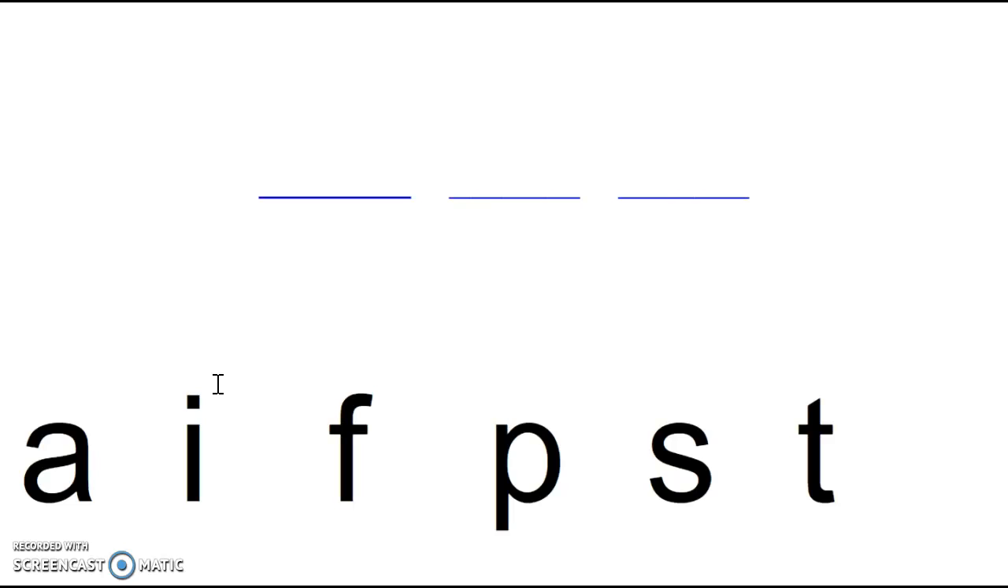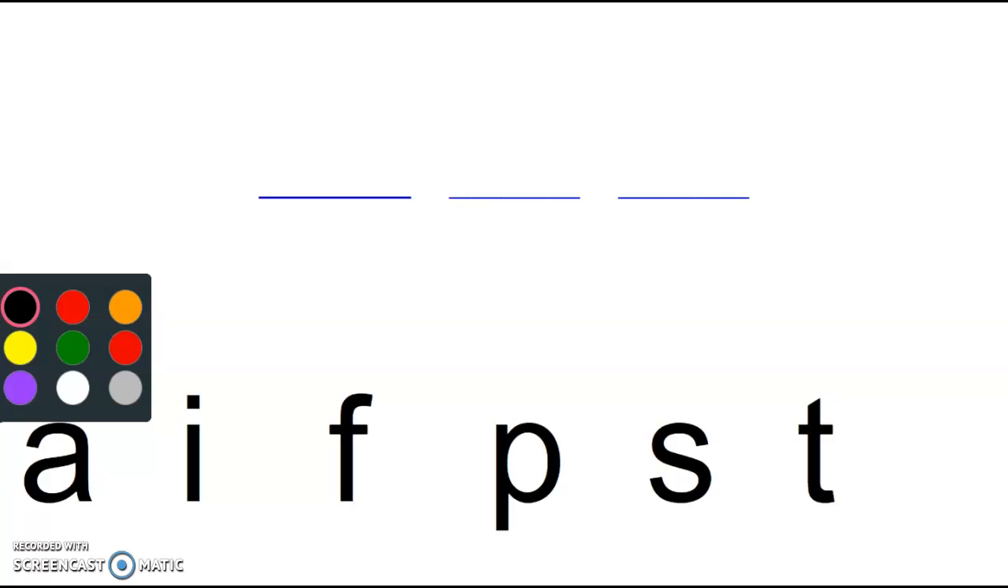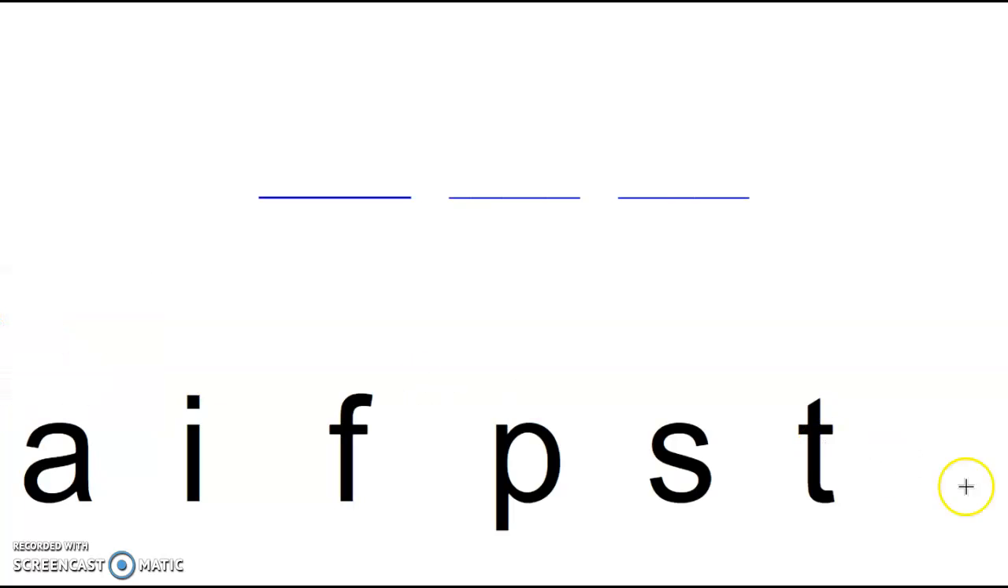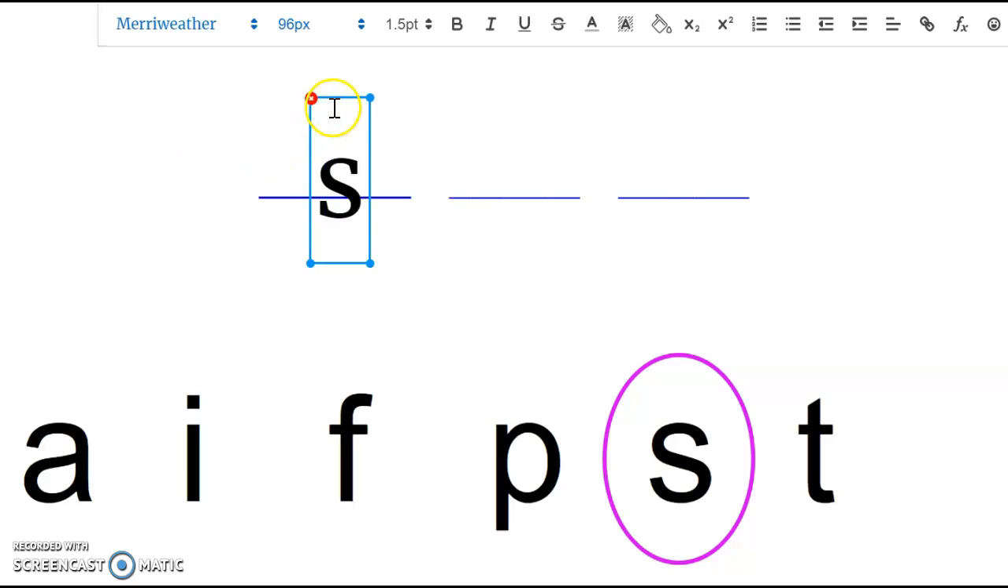This word has 3 letters as well. Our first letter is S. What letter makes the S sound? Remember, point to the letter or say it out loud. If you chose letter S, you are correct. S is the first letter of our word.